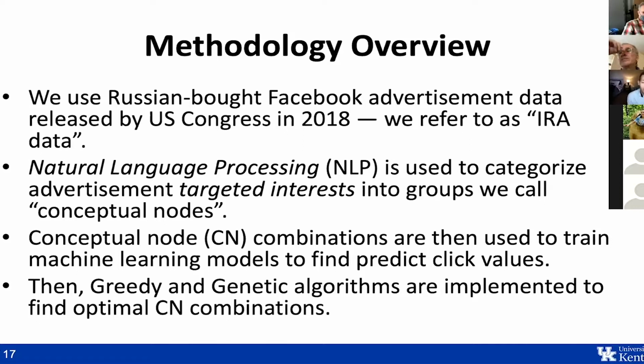And thirdly, we study optimal ways of allocating conceptual node combinations using machine learning in order to predict click values given a CTR combination, and also to allocate optimal combinations of conceptual nodes. Finally, once we have trained machine learning models to perform click-through rate prediction, we then propose a greedy and a genetic algorithm in order to find optimal conceptual node combinations to find maximal click-through rate.